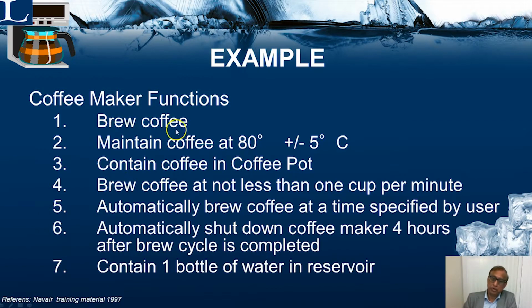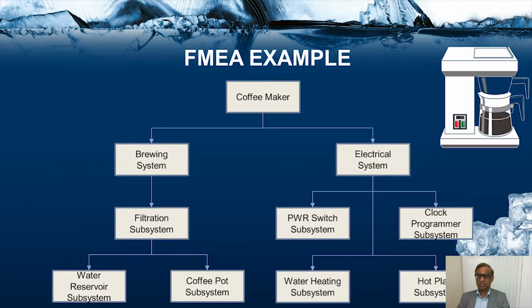The functions are to brew the coffee and maintain the coffee at 80 degrees, plus or minus 5. Contain coffee in the pot, it should not spill here and there. Brew coffee at not less than 1 cup per minute, there is a rate, the demand on the capacity. Automatically brew coffee at a time specified by the user, you can program it. Automatically shut down the coffee maker 4 hours after the brew cycle is completed, or 3 hours, 2 hours, depending on your system design. And contain 1 bottle of water in the reservoir. So these are the functional requirements of a coffee maker system.